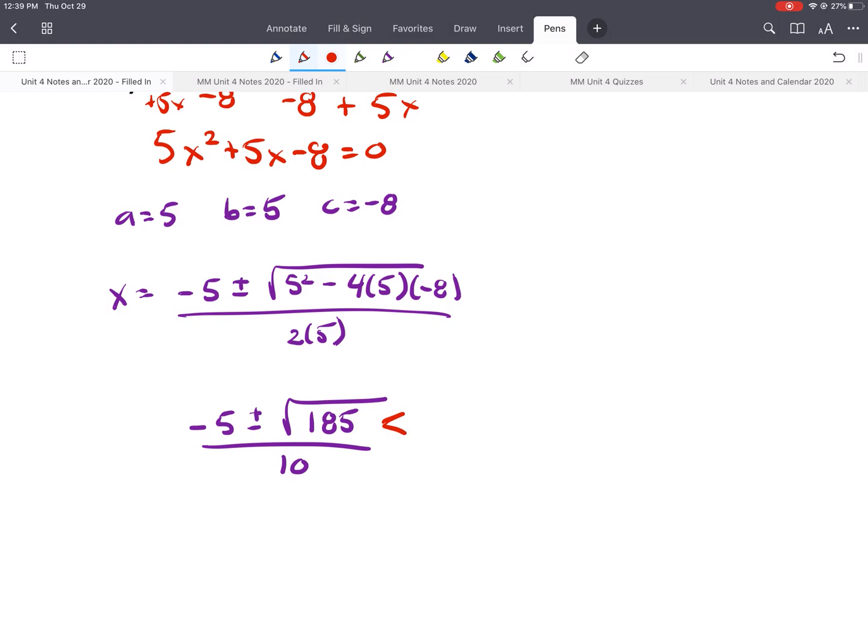I don't think it's a perfect square, so we could maybe do 5. So we'll divide that by 5. That leaves us with 37. And then 37, I think that's prime. I think we'll be done. Let's see. Let's double check.